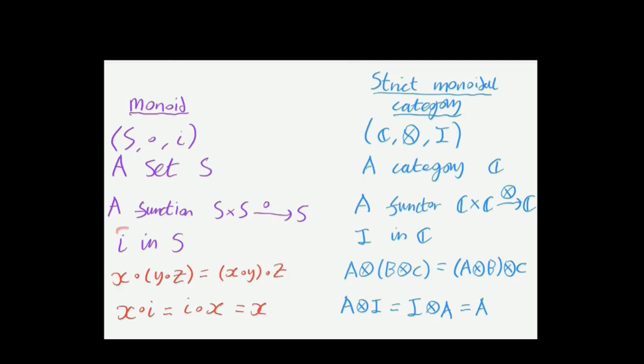And also we want this I thing here to act like an identity. So when we do this multiplication of I with another element X, we get that other element X back. So that's the idea of a monoid. And then a strict monoidal category we can really think of as a kind of categorification, if you like, of this idea of a monoid.